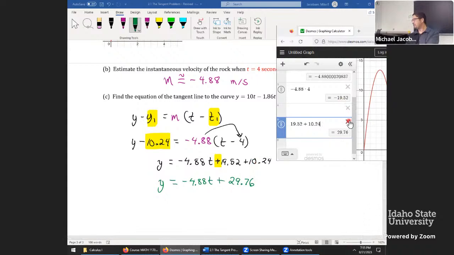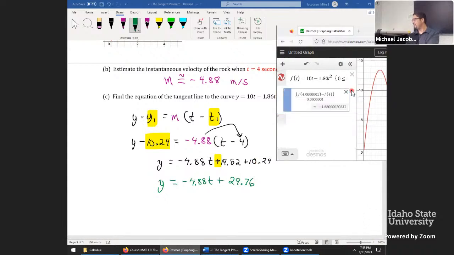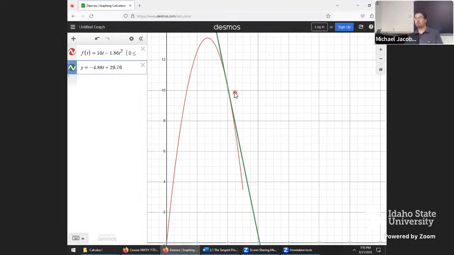Okay, I'm just going to click these X's to pull these away. We're done with all those computations. We have the original function provided with its domain. Now we add the tangent line. It is y equals negative 4.88t plus 29.76. And this is what the tangent line should look like. It should look like right where that gray dot is.